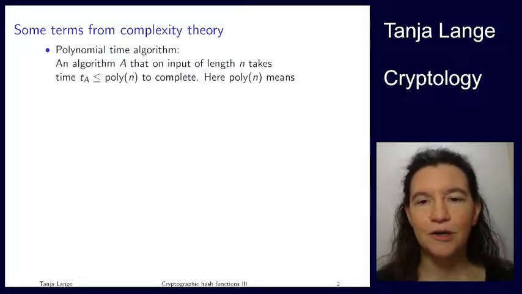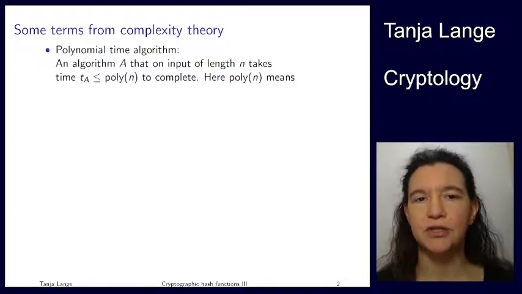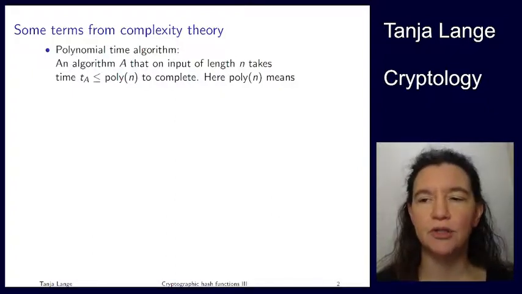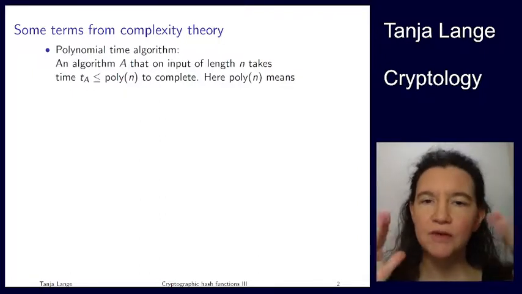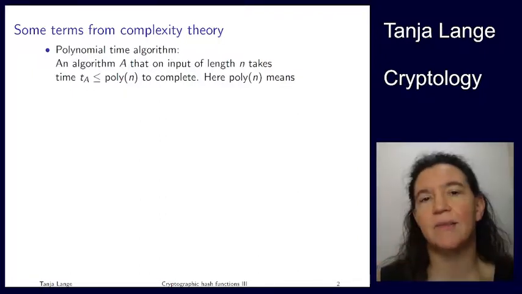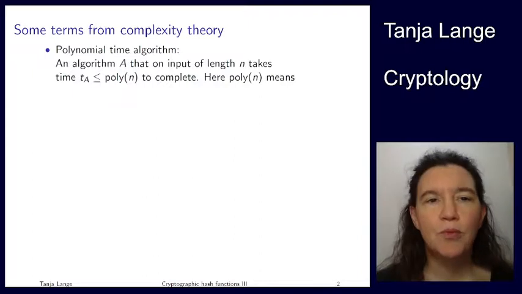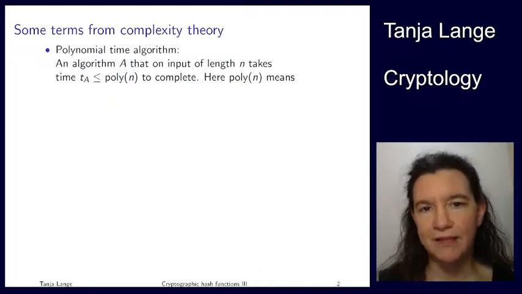This lecture is more about the theoretical properties of hash functions. So we have already seen that we want to achieve pre-image resistance, second pre-image resistance, and collision resistance, but the definitions were a little bit hand-wavy, saying something is hard. Now, in order to be more precise, we need some terms of complexity theory.